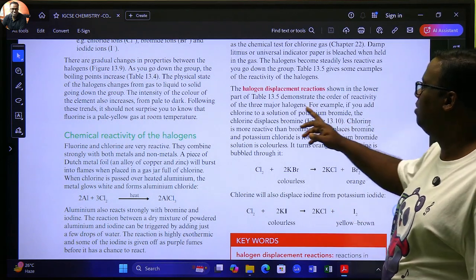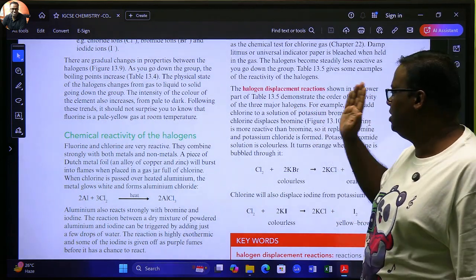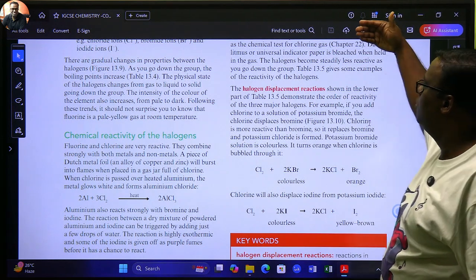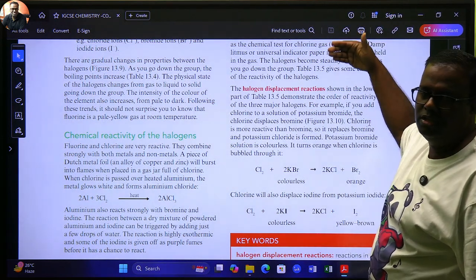Shown in the lower part of the table, they demonstrate the order of reactivity. So we know the order of reactivity. On top we have the more reactive ones. Which are more reactive? Chlorine is more reactive. Then comes bromine and others.